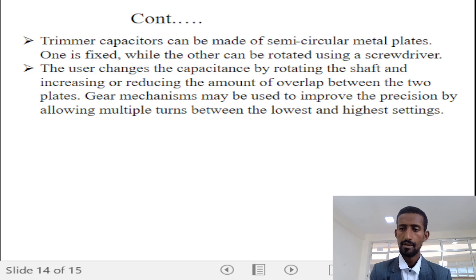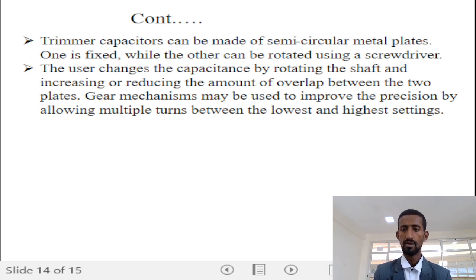Trimmer capacitors can be made of semicircular metal plates. One is fixed while the other can be rotated using a screwdriver. By using a screwdriver, we can rotate to vary the capacitance, that means the area. The user or the professional changes the capacitance by rotating the shaft and increasing or reducing the amount of overlap between the two plates by moving the rotary part. It can also increase or decrease the separation.